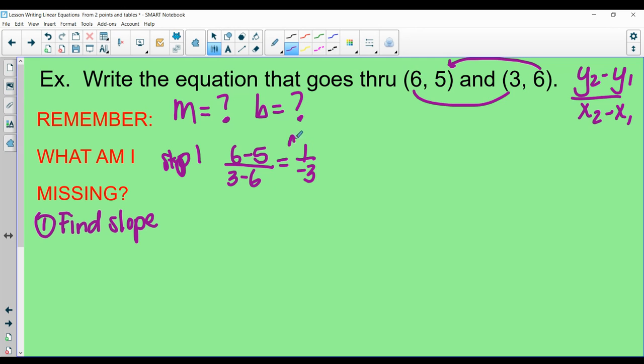So this is m, and I'm just going to circle that so I know that's m. So now I have m. I know m is negative 1/3, or 1 over negative 3. It doesn't matter where the negative sign is. Okay, step 2, I need to find b.